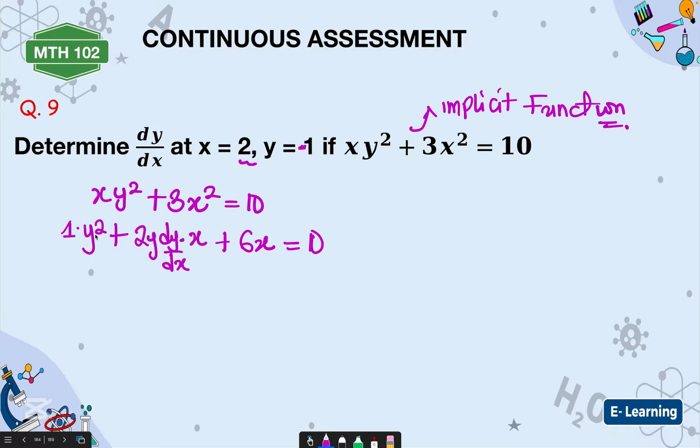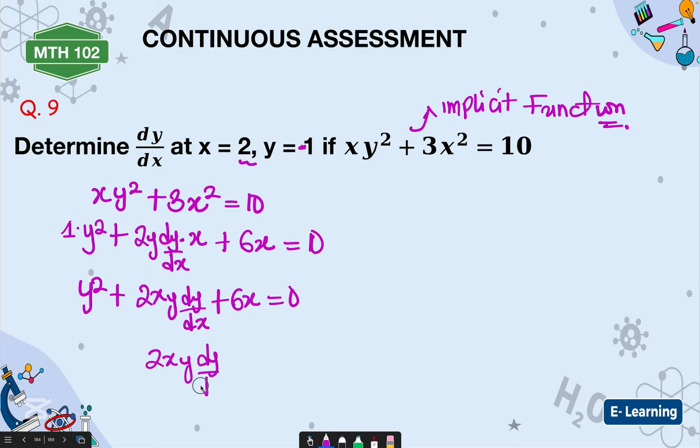So let's rearrange. This will give us 1 times y squared, which is y squared, plus 2xy dy/dx plus 6x equals 0. Now, take this 6x to the other side. So this will give us 2xy dy/dx is minus 6x minus y squared. Are you getting it? This one will come to this side. So divide both sides by 2xy, 2xy. This cancels this.